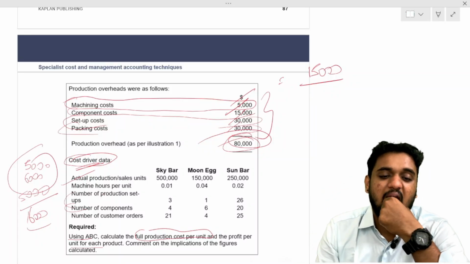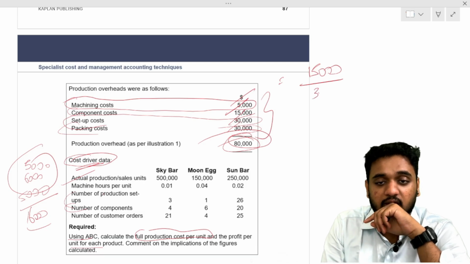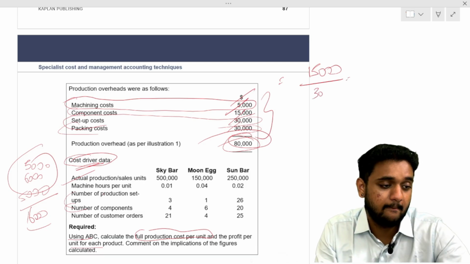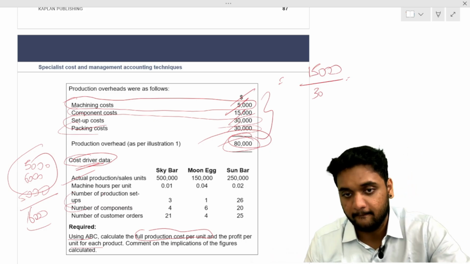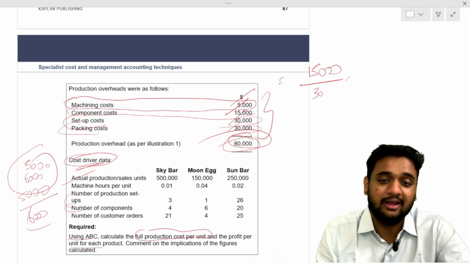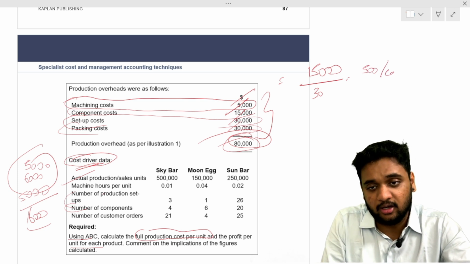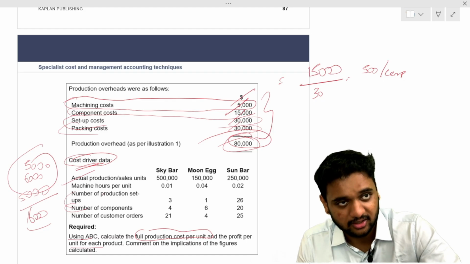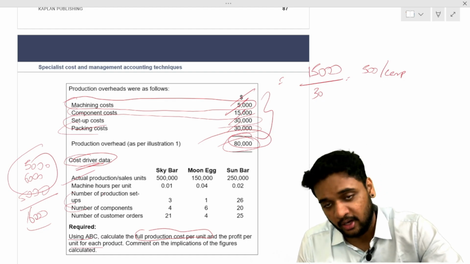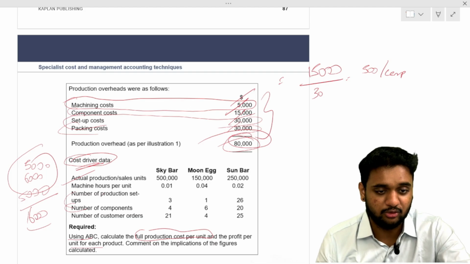4 plus 6 plus 20. How much? 30. 30 is the number of components. So what will you get? 15,000 divided by 30, you will get 500 per component. The overhead absorption rate of component cost is 500 per component. Understood, all of you?